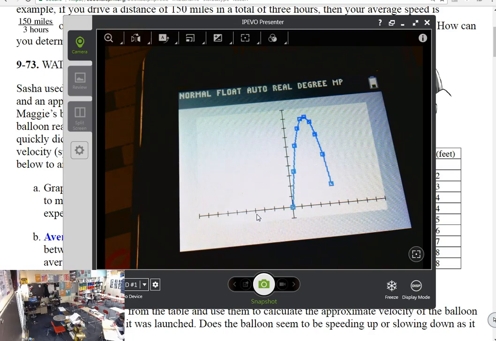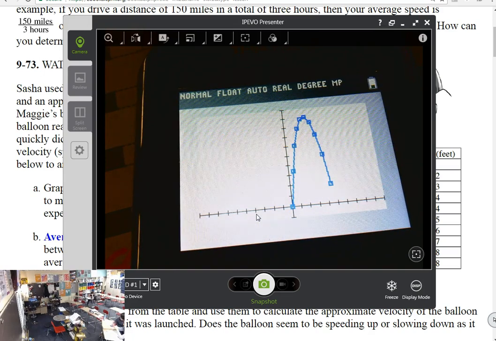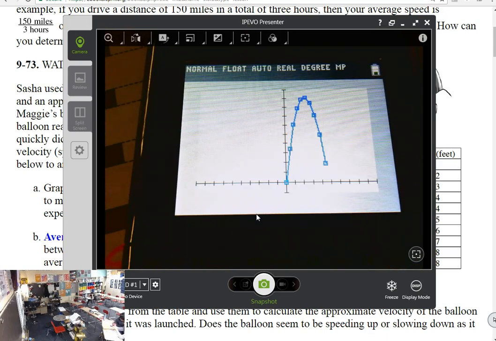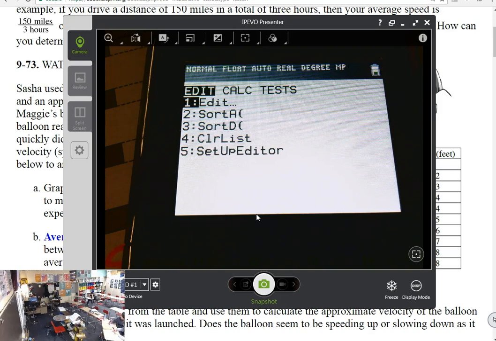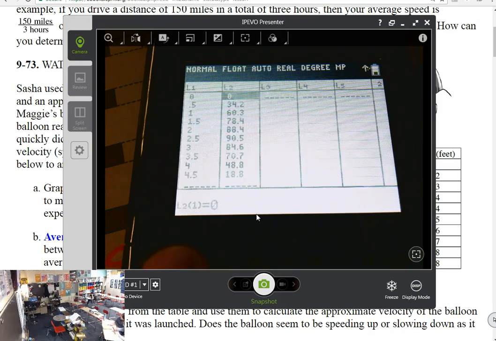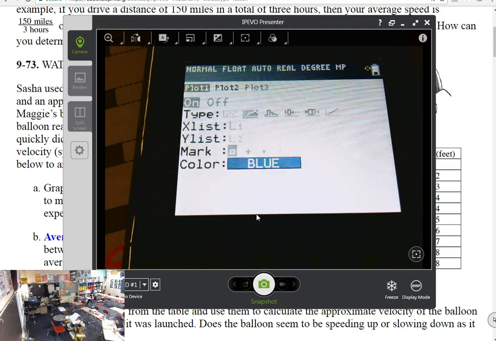Oh, if there's a y equals in there, clear it. So go to your y equals menu and clear it if there is one. Doesn't happen with mine. So you should have gone to stat. You should have edited. You should have this list. You should have then gone second stat plot, turned on your plot.